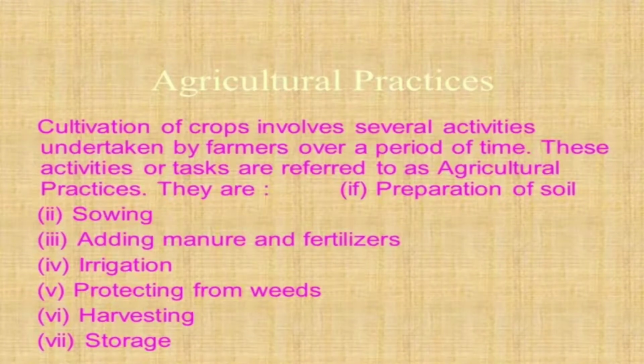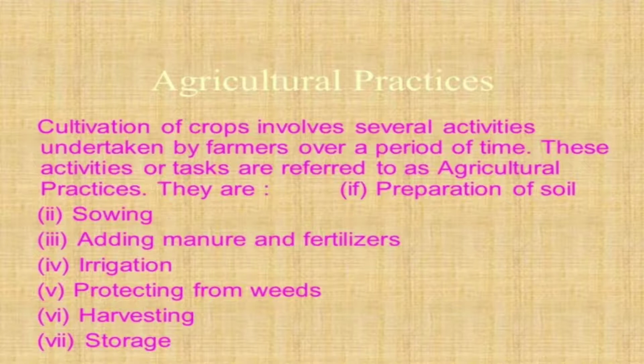Okay, so agricultural practice is as follows. Cultivation of crops involves several activities undertaken by farmers over a period of time. Agricultural practice is not a small thing, it takes a very large period of time to grow. These activities or tasks are referred to as agricultural practice. So this period of time is also known as agricultural practice, which we are going to learn in this full chapter.